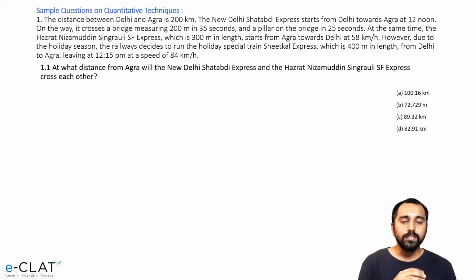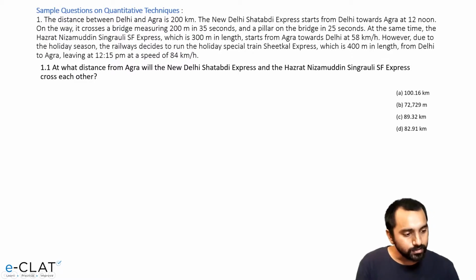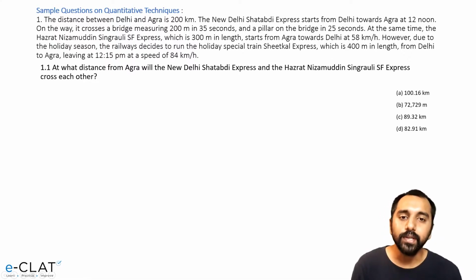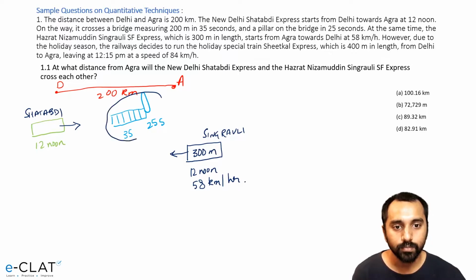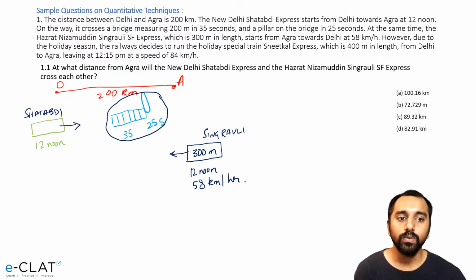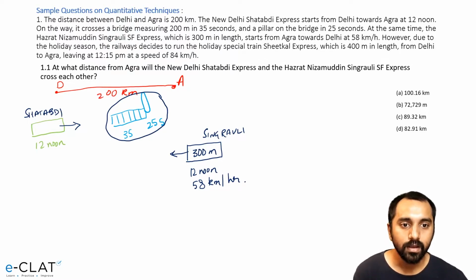Okay, so first let's take an example. It's based on time and distance. This question talks about 3 trains which are traveling from Delhi to Agra. This information will help us in finding out the speed and the length of the train.